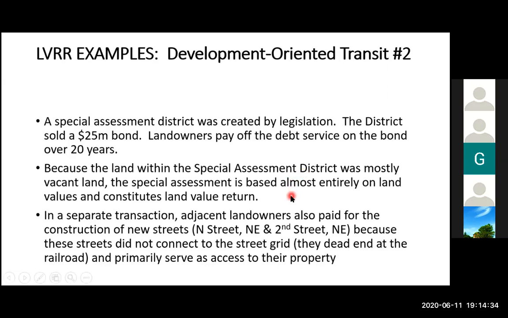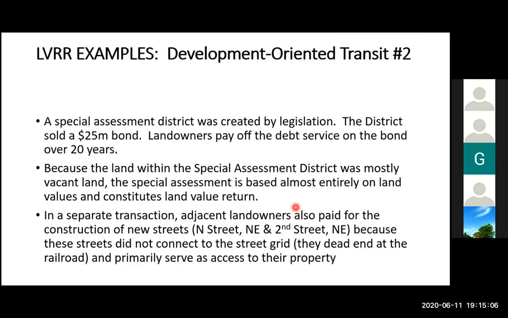Now, in a separate transaction, the adjacent landowners also paid for the construction of new streets that were necessary. The reason we got the private landowners to pay for them, rather than general taxpayers, is because these streets dead-ended at the railroad tracks. Therefore, these street segments primarily provided access to the private property rather than advancing the street grid.